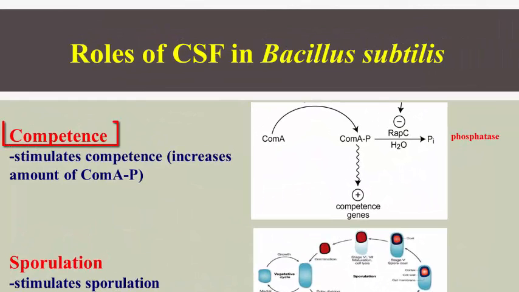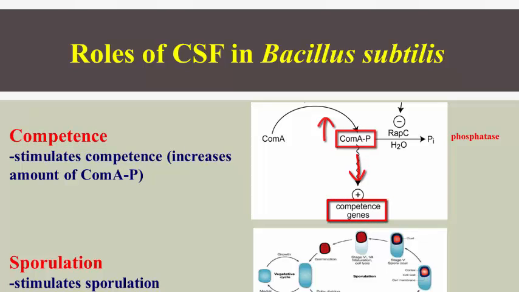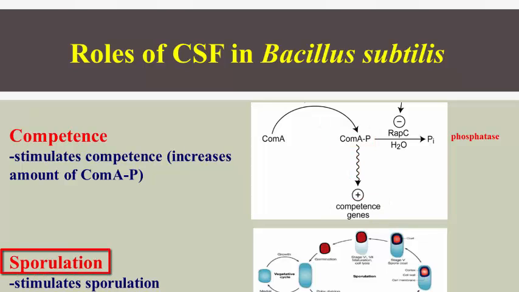CSF is involved in competence as it increases the amount of ComA-P, or phosphorylated ComA, which ultimately stimulates the expression of competence genes. CSF also stimulates sporulation.